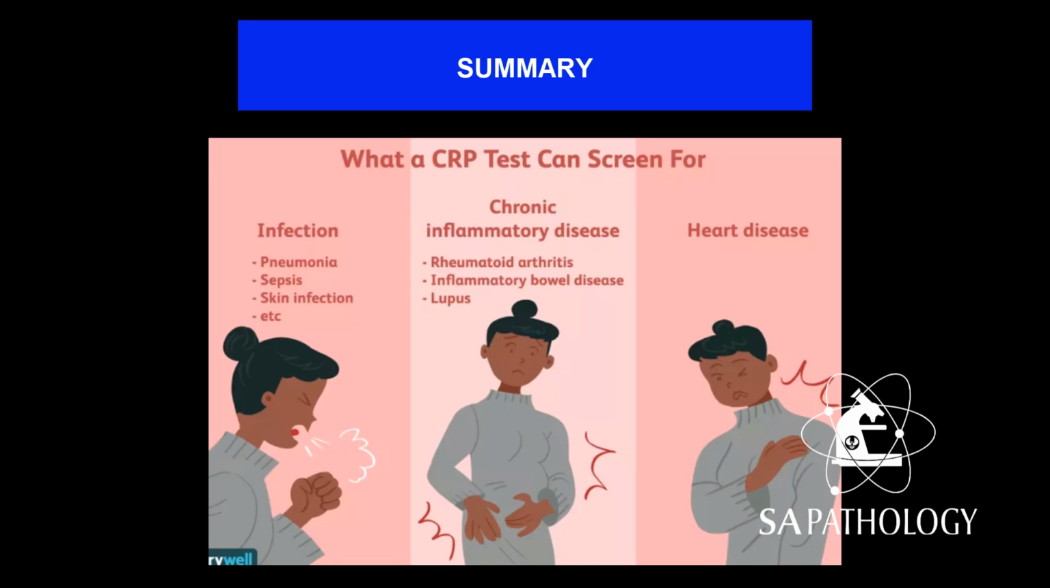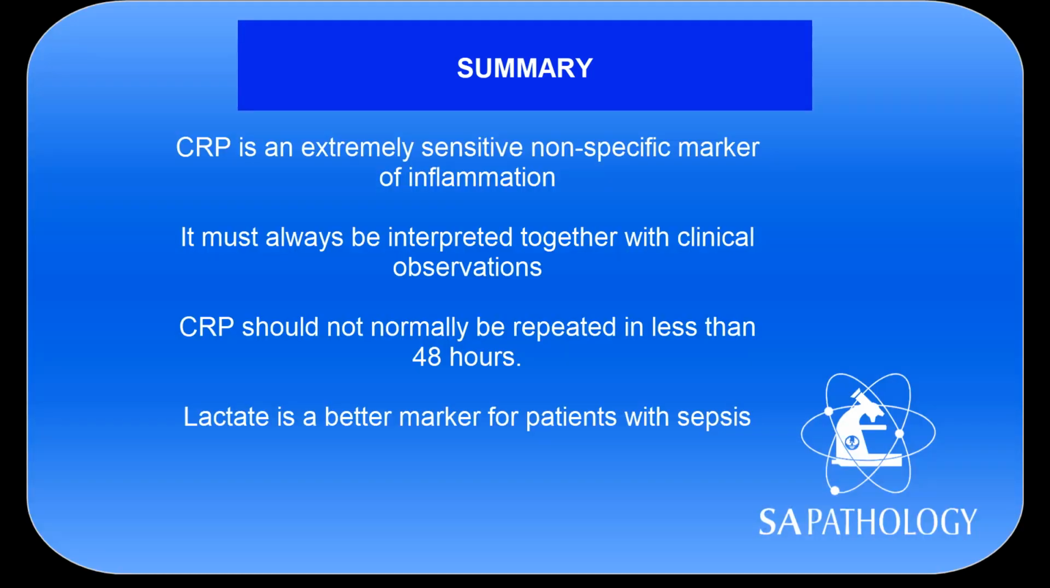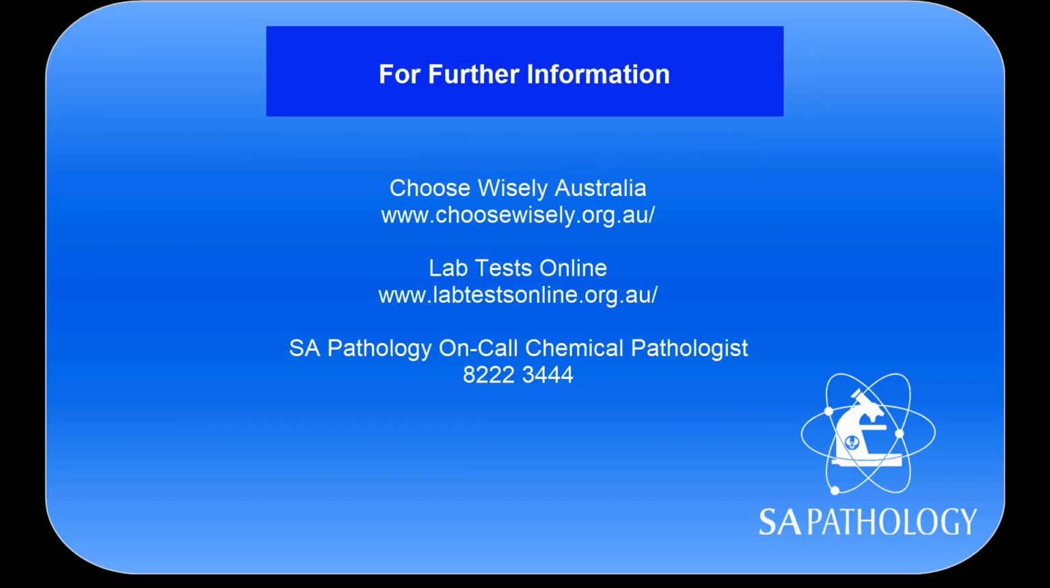In summary, CRP is an extremely sensitive marker of inflammation, but it lacks specificity. As is true of any pathology test, CRP must always be interpreted together with a history and examination of the patient. It is one piece of information, which is not able to tell the whole story. There is no clinical evidence supporting a retest interval of less than 48 hours in patients who are clinically stable or recovering, and lactate is a better marker for patients with sepsis.